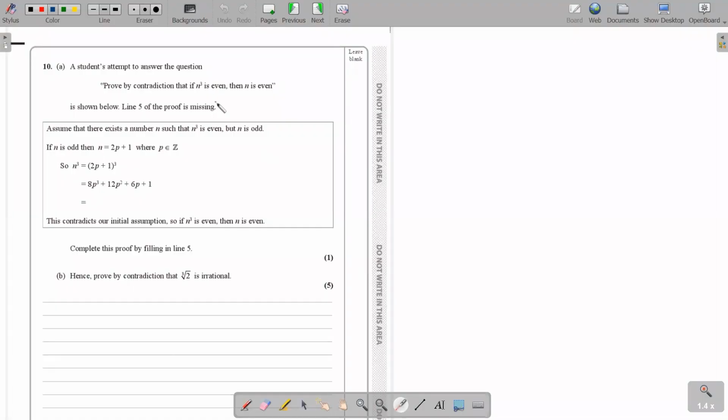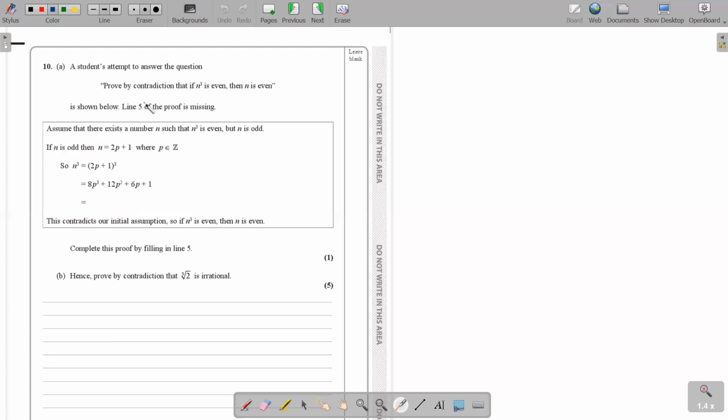Okay, moving on to question number 10. A student attempts to answer the question: prove by contradiction that if n cube is even, then n is even. So you remember how we do proof by contradiction? First, we assume that the given statement is false, right? And then we write logical steps. We get to a point where we show that the assumption we made is wrong, and thereby it contradicts the initial assumption. Do you remember how proof by contradiction works?